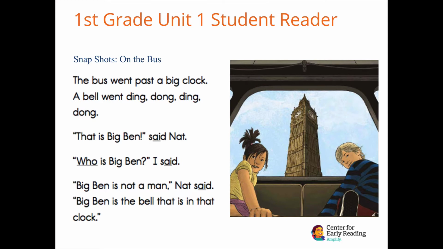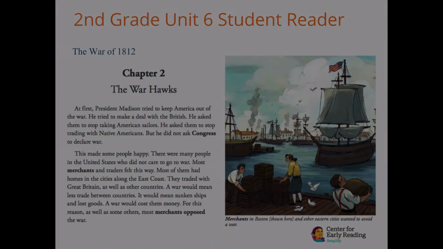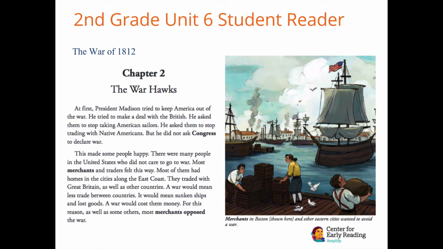This image comes from the Unit 1 reader in first grade. Students have just learned the tricky word said, so you can see that it is highlighted on the page. Finally, here is an image from the Unit 6 reader in second grade. At this point, students have learned all the pieces of the code and have made the transition from learning to read to reading to learn.